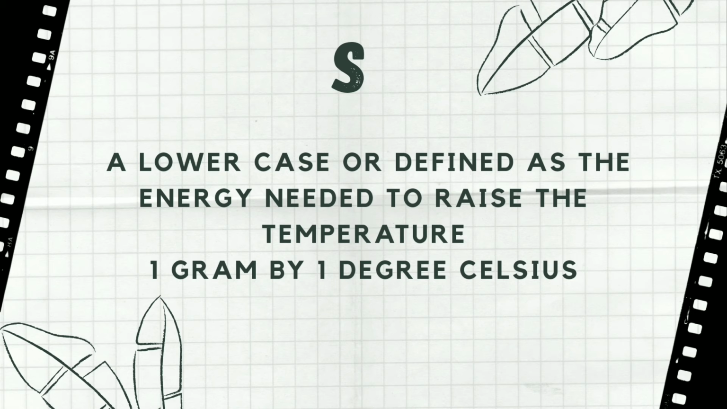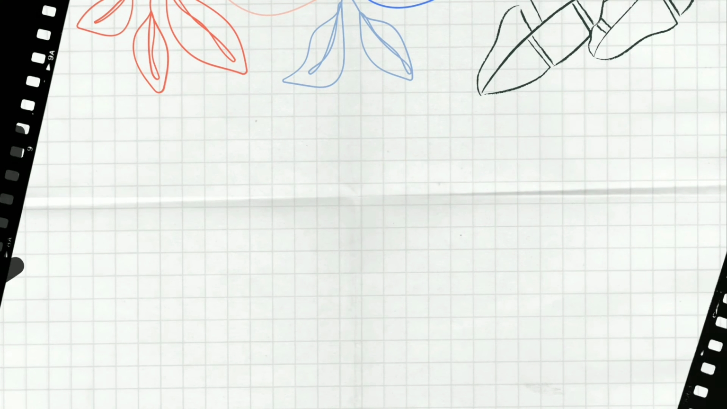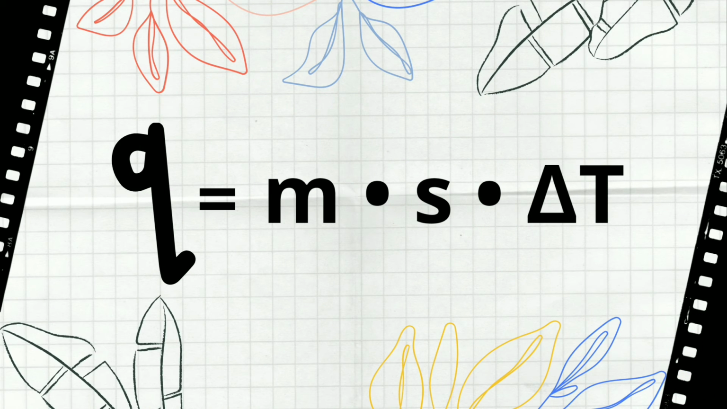The equation for calculating heat gained or lost by a substance, with heat given the symbol Q, is equal to the mass of the substance times the specific heat capacity times the change in temperature. So this is the equation for how to solve calorimetry calculations.